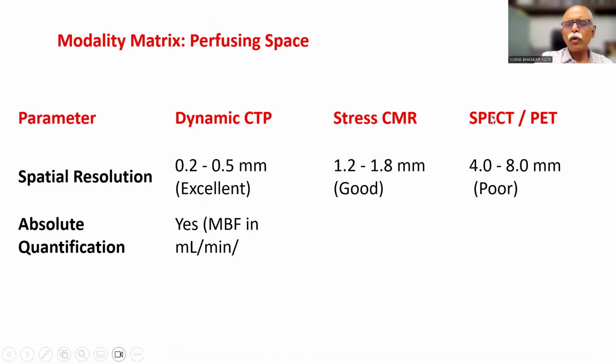So if you look at stress CMR, spatial resolution of CT is 0.2 to 0.5, 0.2 for photon counting, 0.5 for non-photon counting. Stress CMR is 1.2 to 1.8, SPECT is 4 to 8 mm.